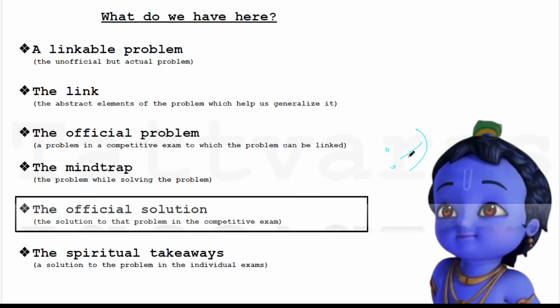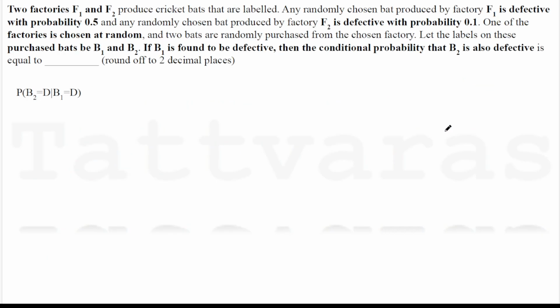Today we will deliberately speed run through the solution of a question that came in the IIT JAM Mathematical Statistics section C, and it was about probability calculation. Feel free to take a pause and note the question, but essentially what the question is asking is that a bat has been manufactured and it's defective, you know that, and given that, what is the probability of the other bat being manufactured not being defective?